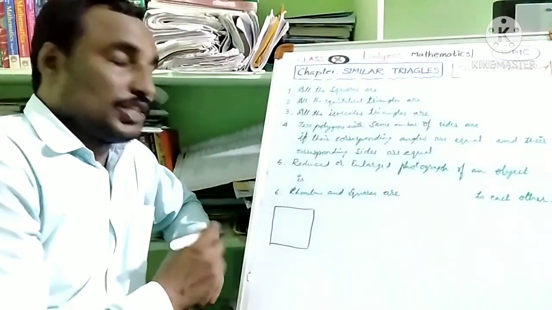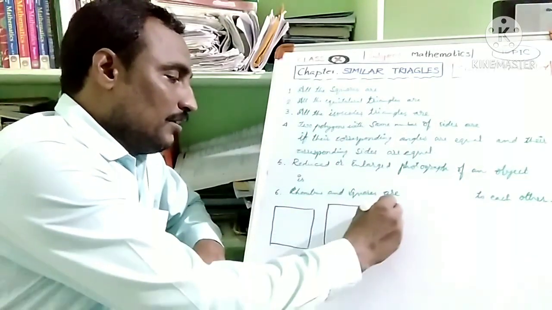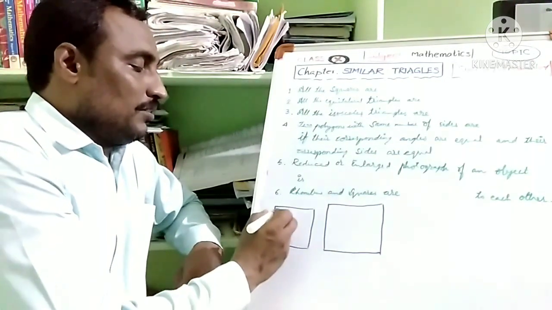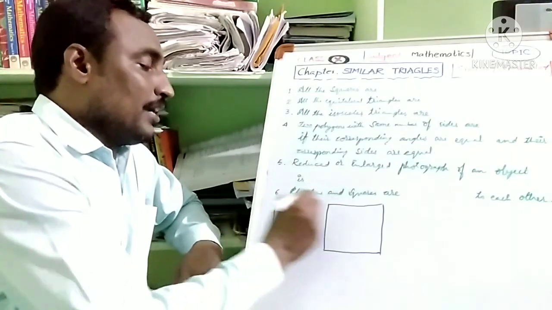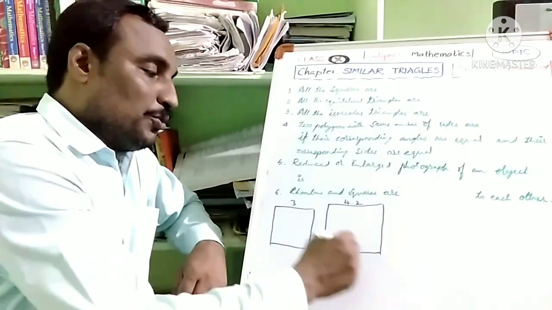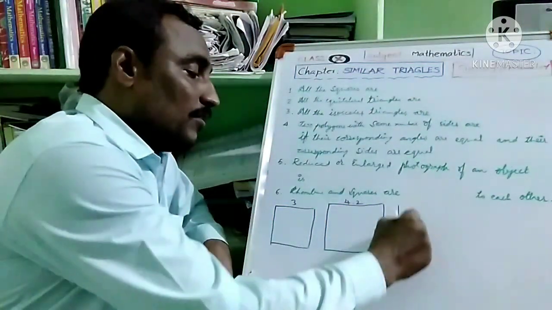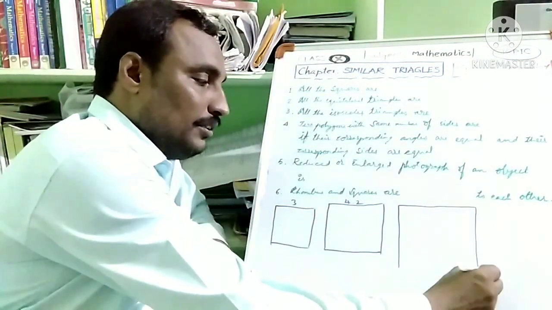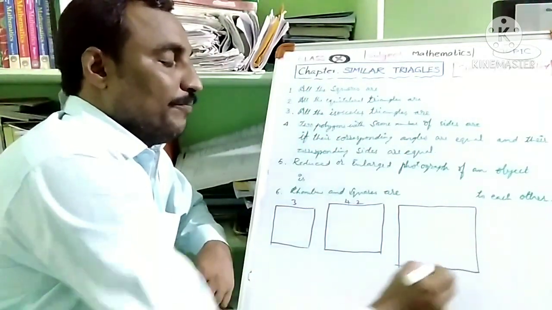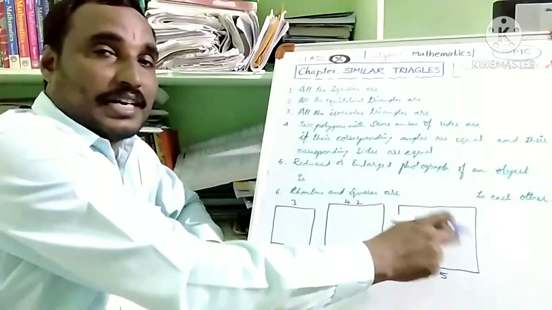It is a square. Square means all the sides are equal. Next, it is also a square, but suppose here the side is 4.2, all sides 4.2. Here this is 3, 3, 3, 3. Next, like this only, if I take this as 5, 5, 5, 5, 5. If it is a square, then all the sides are equal.